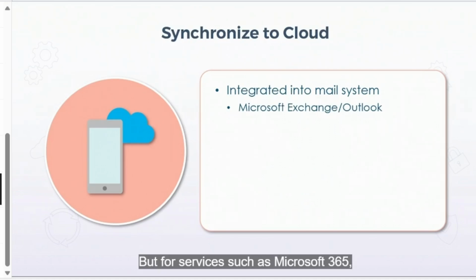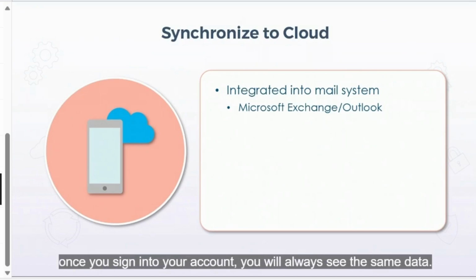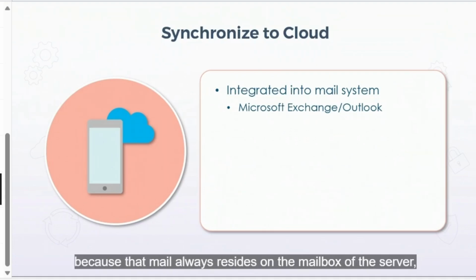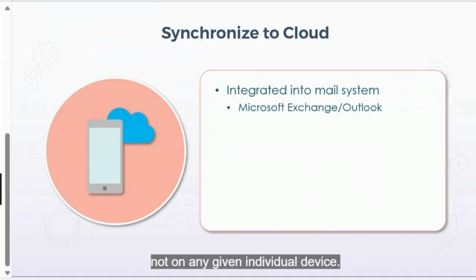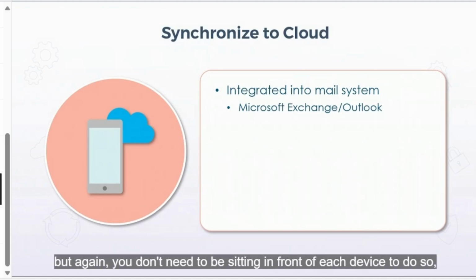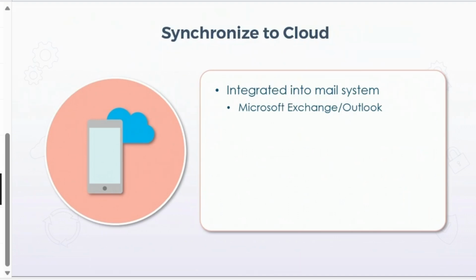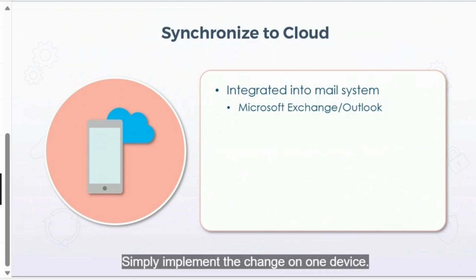But for services such as Microsoft 365, all data resides in the cloud. So regardless of the device you're using, once you sign into your account, you will always see the same data. For example, the mail in your inbox, because that mail always resides on the mailbox of the server, not on any given individual device. But you might still configure settings that can synchronize across devices, but again, you don't need to be sitting in front of each device to do so, nor do you need any kind of physical cable connection. Simply implement the change on one device, then when you sign in from any other device, that setting will automatically synchronize.